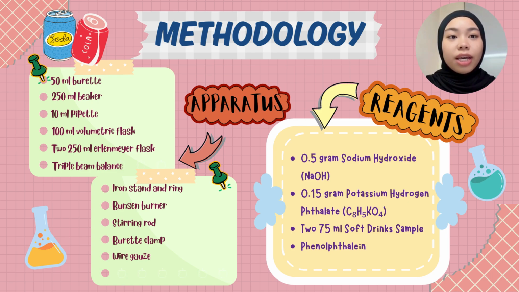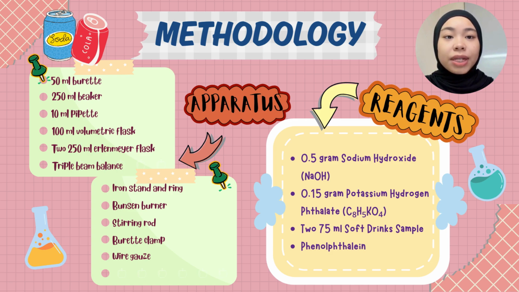In this experiment, an acid-base titration method was used to determine the concentration of citric acid in a soft drink sample. First, a 0.125 M sodium hydroxide (NaOH) solution was prepared by dissolving 0.5 gram of NaOH in distilled water and making up the volume to 100 ml using a volumetric flask. Since NaOH is not a primary standard, it was standardized using potassium hydrogen phthalate (KHP), which has a known purity and composition. This ensured that the NaOH concentration used for titration was accurate.